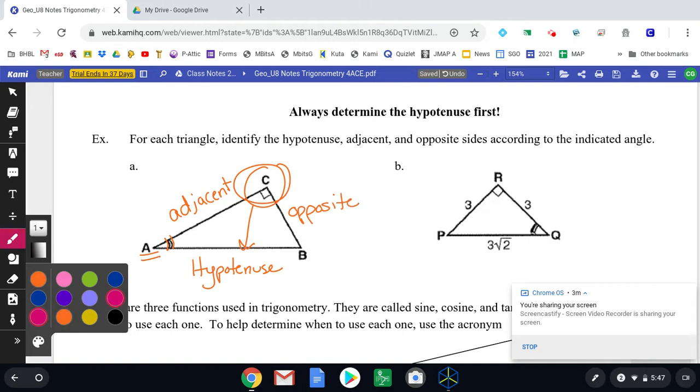If I take a look at the next one, again, I identify my right angle. Always from the right angle is my hypotenuse. And if Q is my reference angle, notice that P has nothing on it, P's blank, then this is my adjacent. And this side over here is my opposite.